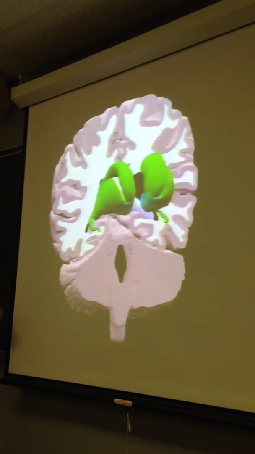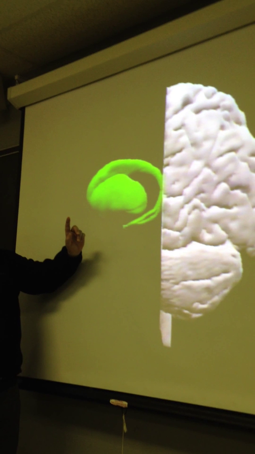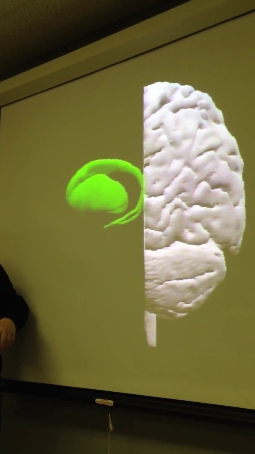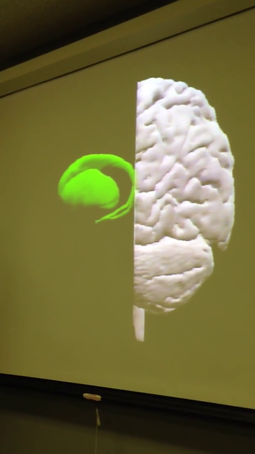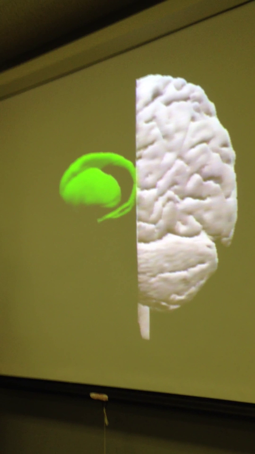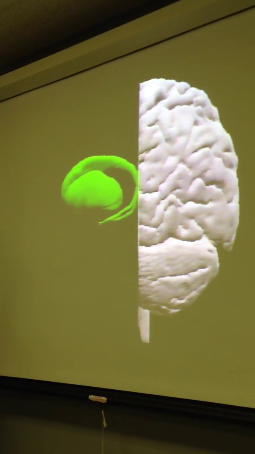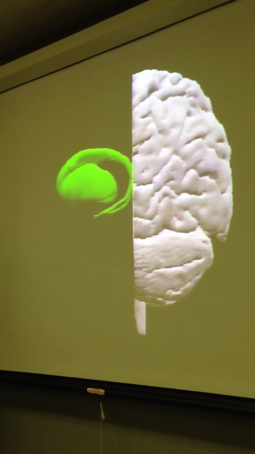Okay, now we have the nucleus accumbens, which is bluish here, so we can see it a little differently. What does the nucleus accumbens do? It connects the three. Anyone remember nucleus accumbens from the other part? Was that the reward pathway? Yeah, the reward pathway.